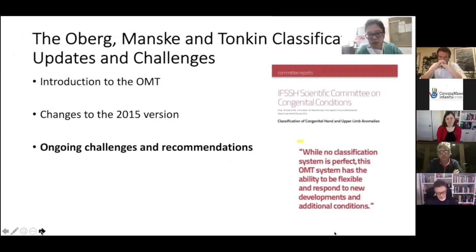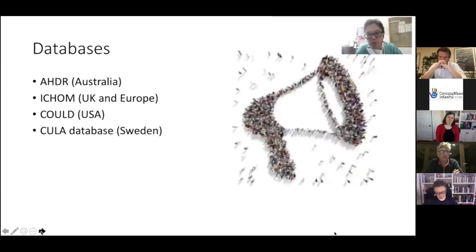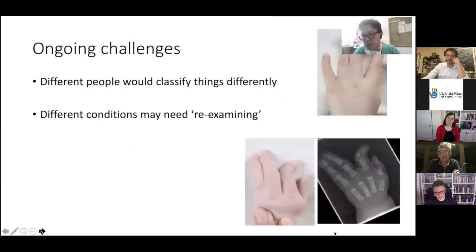Now, despite the update, the system is not perfect, as was noted in the original report from the IFESH. One of the most important reasons why we need an IFESH or universal classification is so that we can all sing from the same hymn sheet for input into databases. That means we all speak the same language and describe something so we can compare our outcomes. But the problem is not everyone will classify the same condition in the same way. I found this when choosing pictures for the app. And also different conditions, I think, need re-examining as to what they really mean, which means new categories may need to be formed or conditions shifted around.